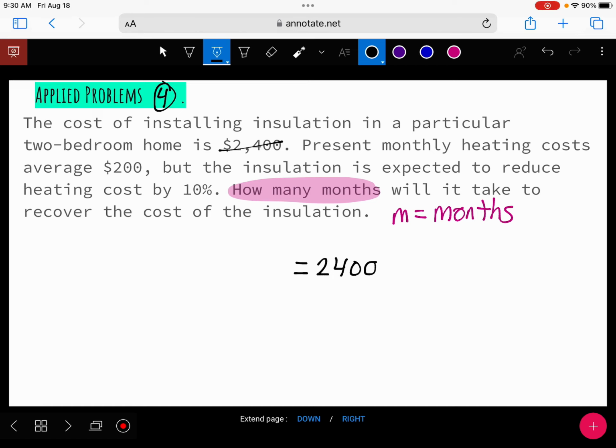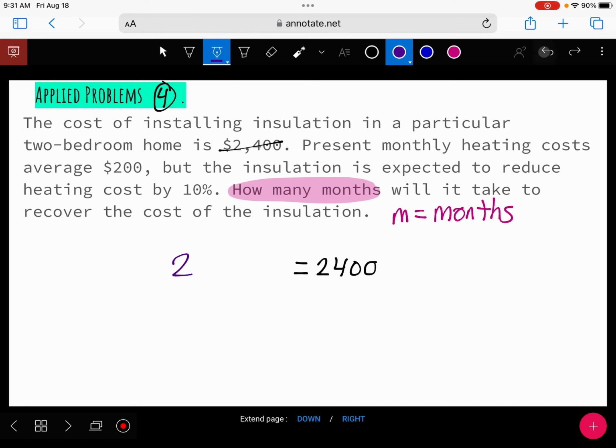We have our monthly heating costs, which is $200, and the insulation is going to save us 10%. So $200 per month. How much is the insulation actually saving us, though? 10% of 200, which is 20. So we're really saving $20 a month. You can just put 20m. If you do that process in your head, I'm okay with that.